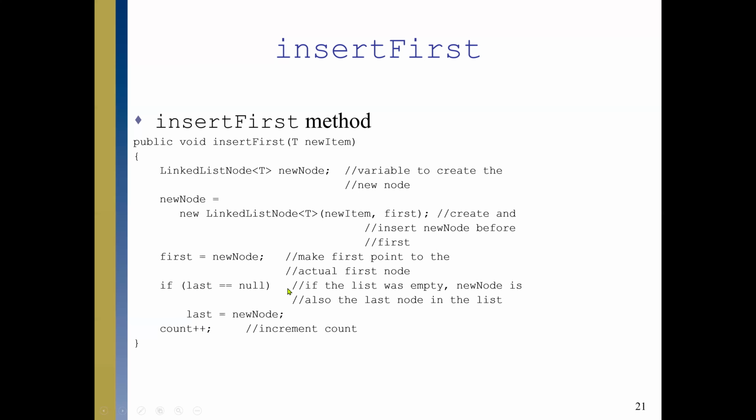But if this condition is not true, or is false, that means we have a node inside already. And since we insert in the first, it means the last is still what is there. We don't change it. And remember, we have to increment the counter. So this counter variable, anytime we want to know the number of nodes in the linked list, we just return the count.